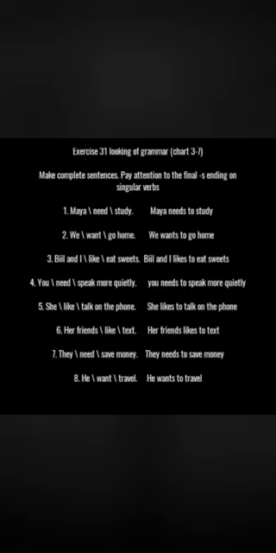And now question number 4. You need speak more quietly. You need to speak more quietly. And the question number 5, she like talk on the phone. She likes to talk on the phone is the answer. Number 6, her friends like text. Her friends like to text is the answer. Number 7, they need and save money. The answer is they need to save money. Number 8, he want travel. The answer is he wants to travel.